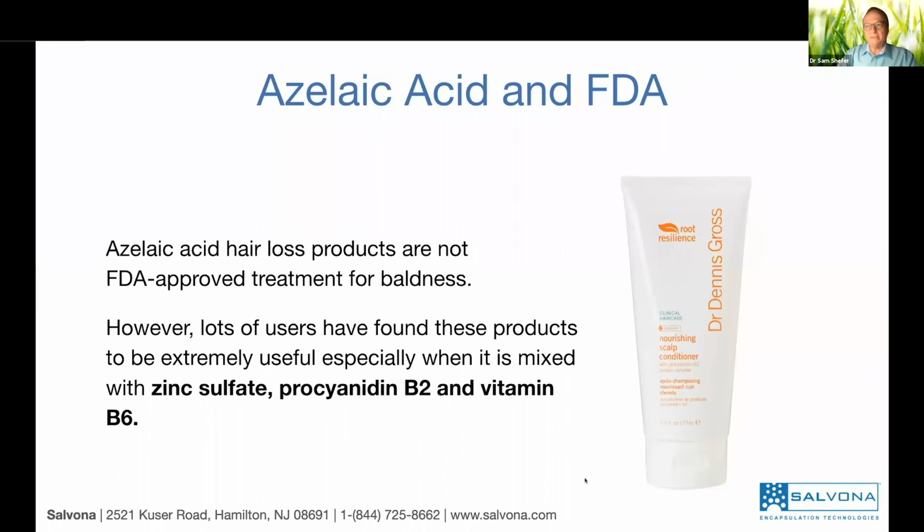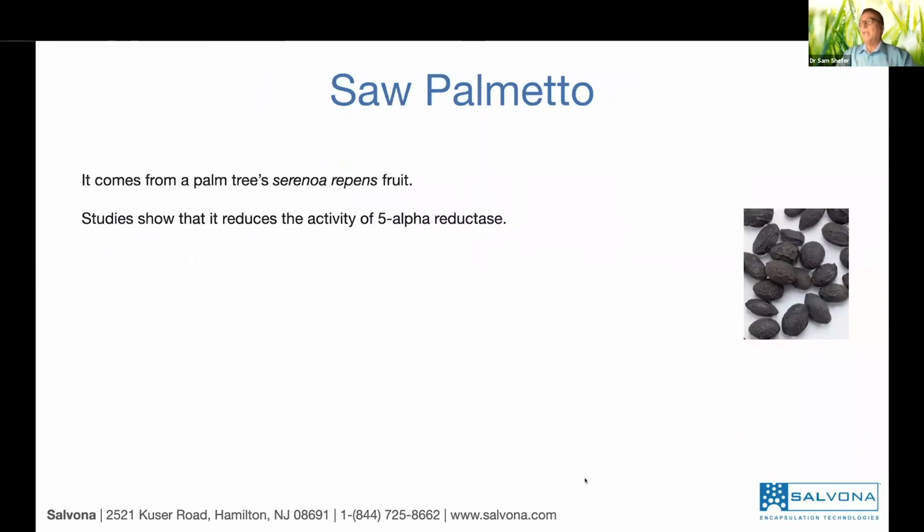Never. But as I mentioned before, many products contain azelaic acid and people buy them, so that indicates that it's working for them. It's typically mixed with zinc sulfate, you see here, procyanidin, and vitamin B6. Okay, so it's never azelaic acid alone. And you can see that the claim is nourishing scalp conditioner. The words are selected. Okay, so now you understand the second ingredient, which is azelaic acid. We can move on to saw palmetto.